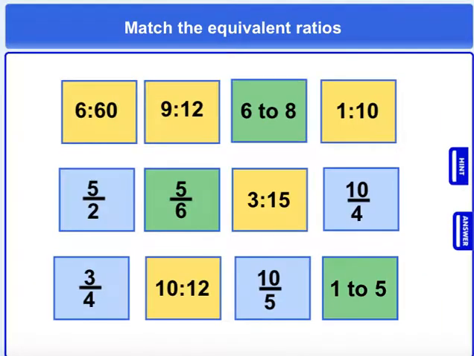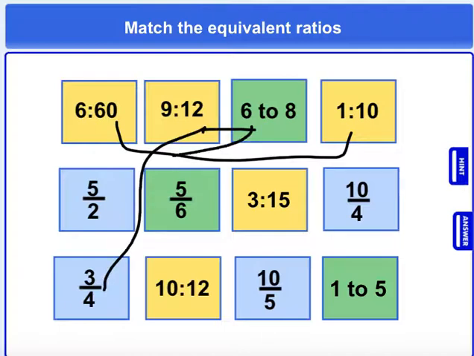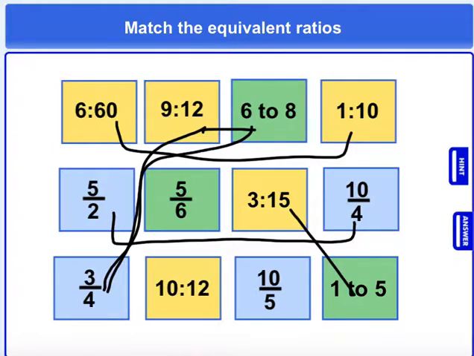When we are matching some of these equivalent ratios, we ask, which ones reduce down to each other? Okay, 6 to 60, that's the same as 1 to 10. Or 9 to 12, that's the same as 6 to 8. Each of them is 3/4, which means that also works with this one here too. So all of those 3 would work. 5 to 2 is the same as 10 to 4 over here. 3 to 15 reduces to 1 to 5. And 10 to 12 reduces to 5 to 6. The only one that's left out that doesn't have a pair is that 10 to 5.